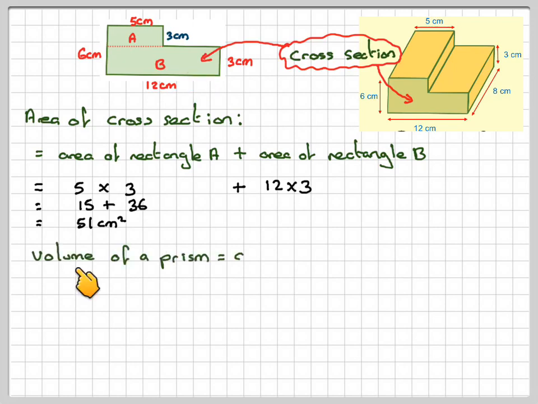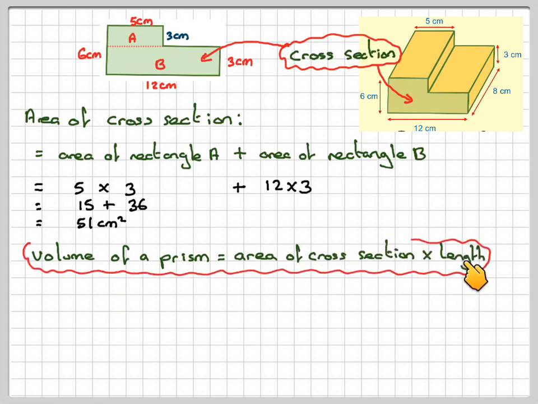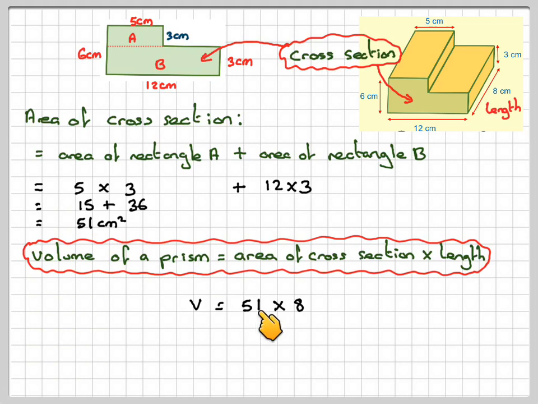So, just to repeat, the volume of a prism is the area of the cross-section times the length. The cross-section is this bit here, and we call this one here the length. That's because if we move that cross-section through the length of the shape, it will be the same. So this is the length we have to consider. So the volume is going to be 51 times 8, because that's the area of the cross-section times the length, which is 8, which gives me 408 centimeters cubed.